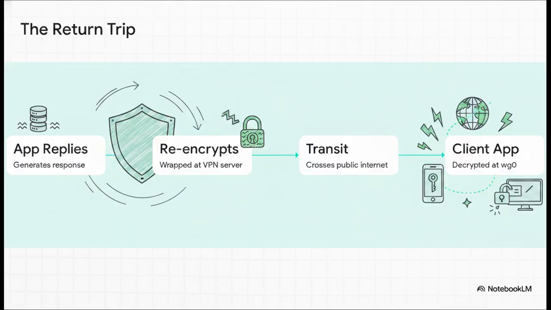And then, the magic happens all over again, entirely in reverse. The app server generates its response, and this data traces the exact same 7-stage path backwards. The reply goes to the VPN server, it gets immediately re-encrypted into a brand new UDP packet, it crosses the hostile internet completely safely, arrives at your device's WG0 interface, gets decrypted, and is finally delivered as standard plaintext right back to your application. A full round trip around the world completely shielded in mere milliseconds. It is just a stunning feat of modern engineering.